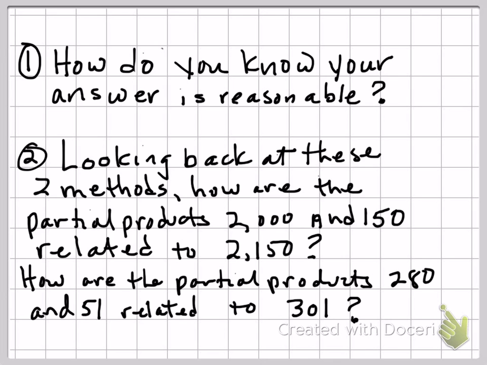Now, here's my next question. How are the partial products 280 and 21 related to 301 under regrouping? If you can answer these questions, you are truly a mathematician. Let's move on.